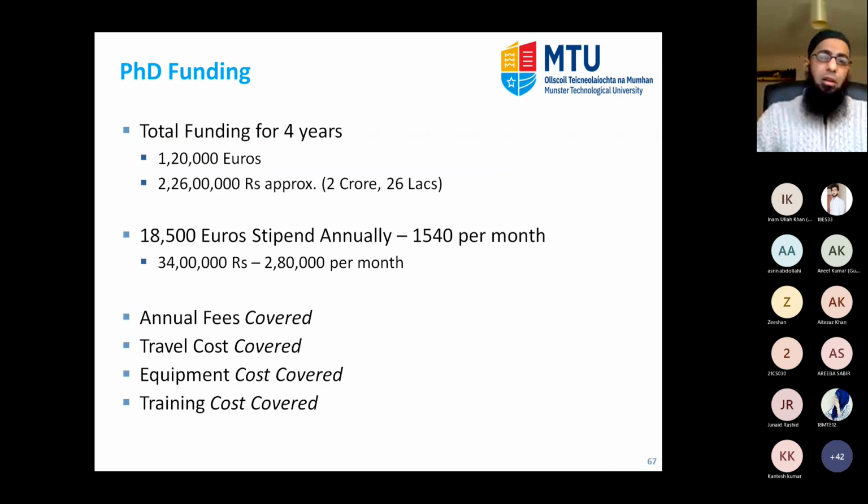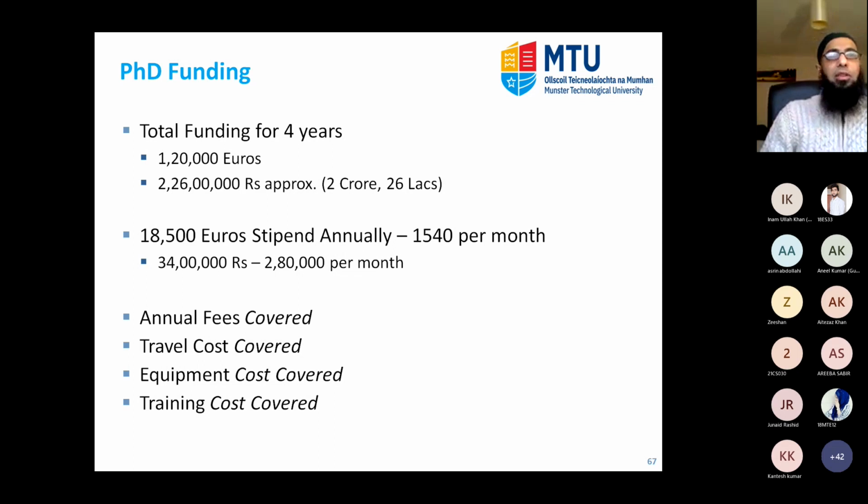And for a scholarship, they give around 120,000 euros for 4 years. So it is more than 2 crore rupees in Pakistani rupees. It's a huge amount they will give you for 4 years. If we divide this amount annually, they will be giving you 18,500 euros as a scholarship. So it will be around 1,500 euros per month, which is around ₹2,80,000 to ₹3,40,000, something like that per month.